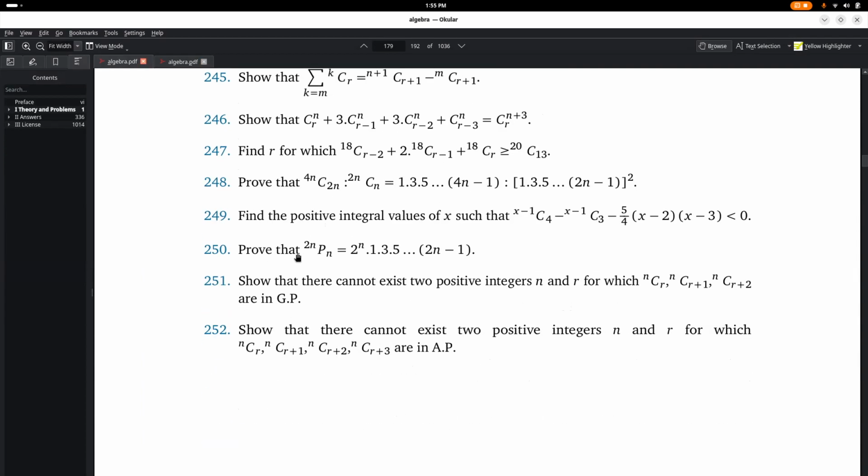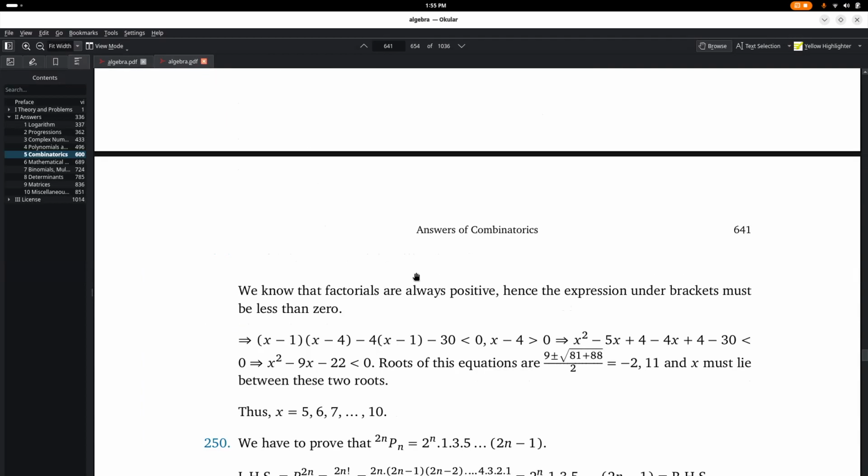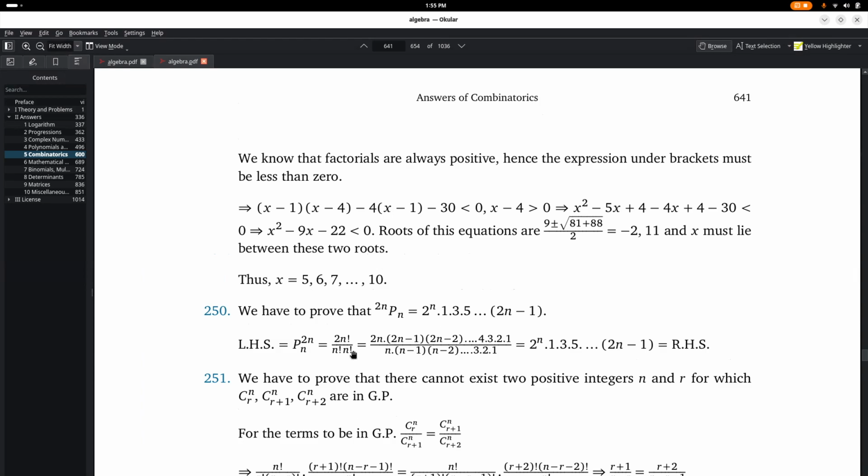Question 250 says that 2nPn is equal to 2 to the power n into 1, 3, 5 up to 2n minus 1. So very easy question. We cancel out n factorial, and then we have n into n minus 1 into n minus 2 up to 3 into 1. There is something missing here. This should be square. Okay.